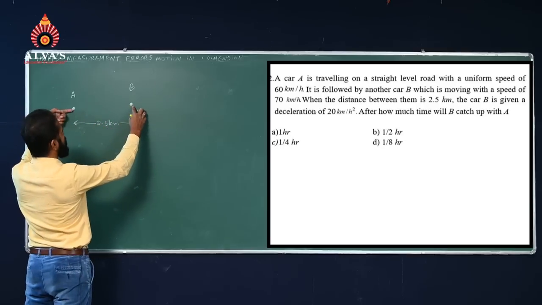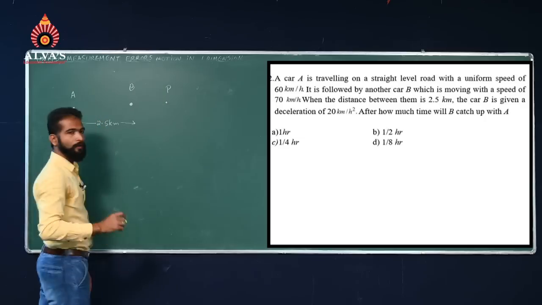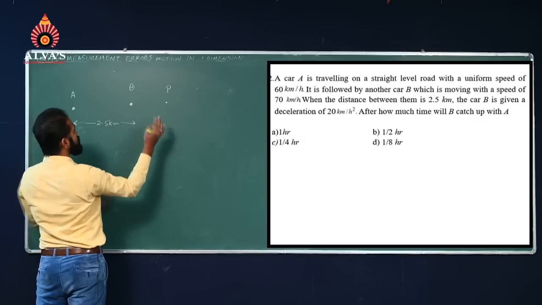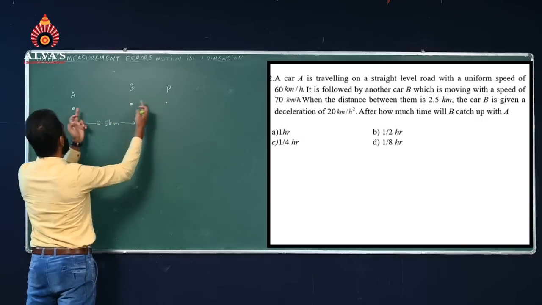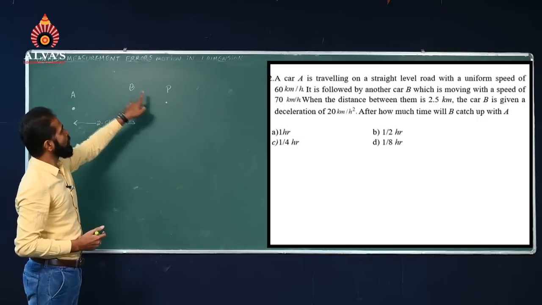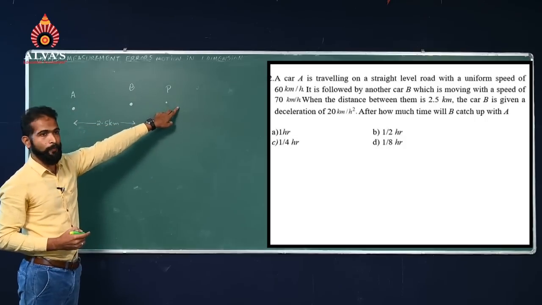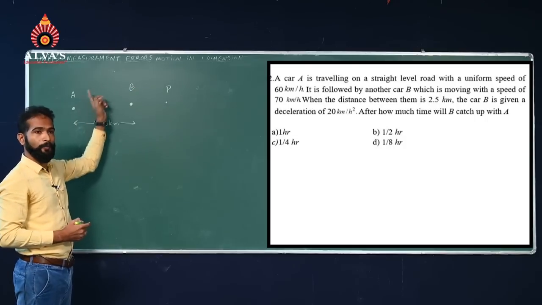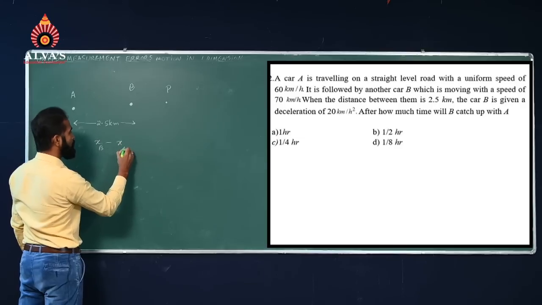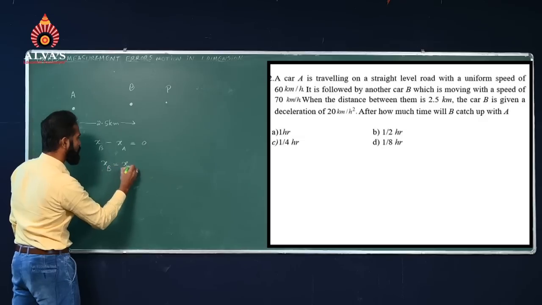So when B slows down, car A will move closer to B, and at one particular point, let me take that point as P, both car B and car A are going to meet each other. Before meeting, B travels a distance of BP, whereas A travels a total distance of AP. In other words, when both cars meet at this point, the position of B and the position of A become the same, or the relative distance between B and A becomes 0. So the distance of B minus the distance of A becomes 0.